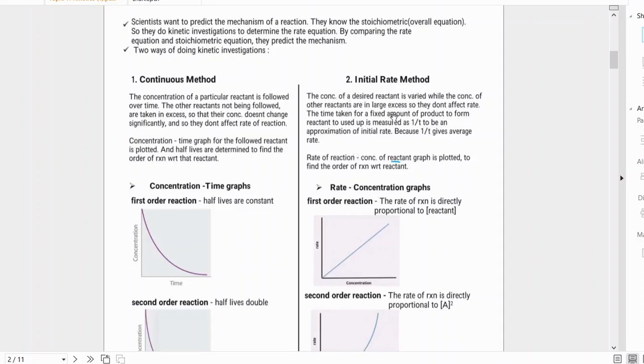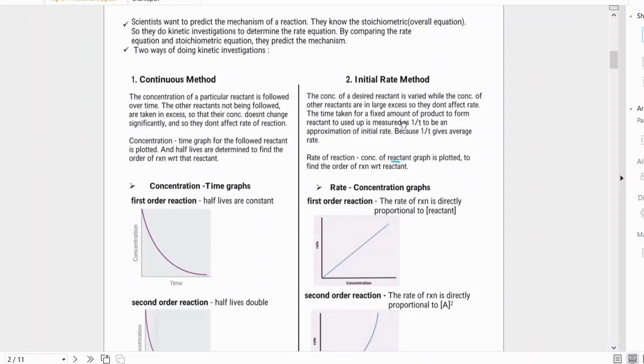Same as here, the concentration of other reactants that are not being varied are taken in large excess, so they do not change significantly, and so they do not affect the rate of reaction. So our kinetic investigations are valid for the purpose.